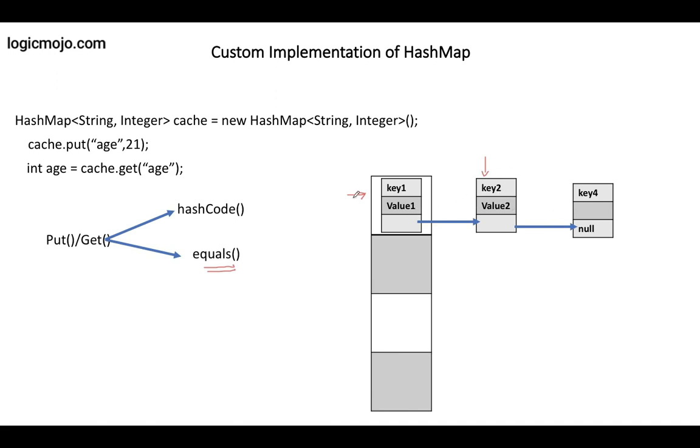All these objects actually represent the same index of this bucket. But out of these objects, I need to select my desired one. That's why I compare all the key values, and there we use the equals method.